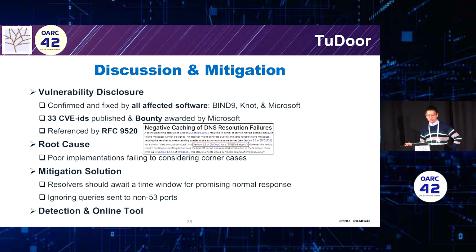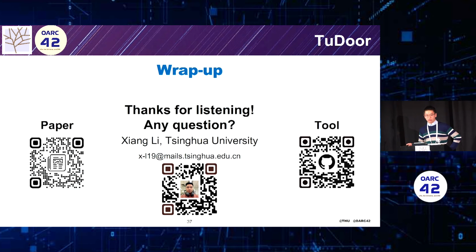And the mitigation is that resolvers should avoid responding to non-53 ports for the query. Also, resolvers should await a time window for promising normal responses. So thank you. Any questions?